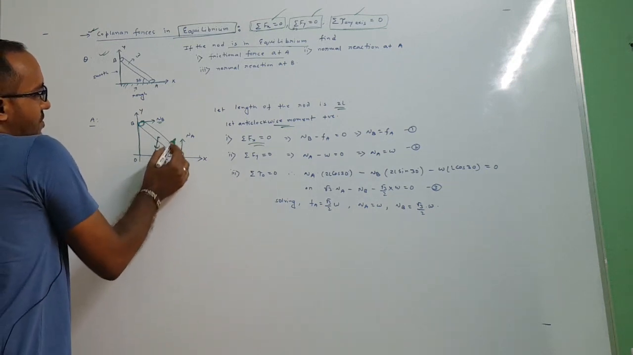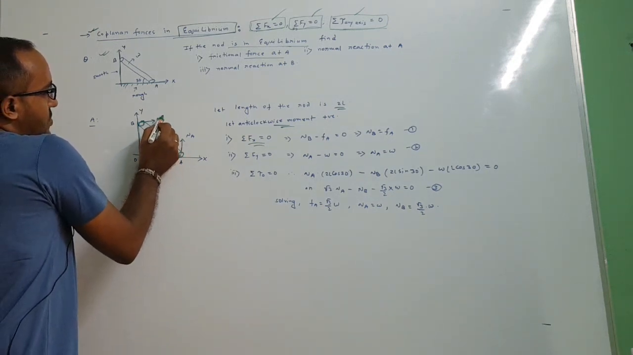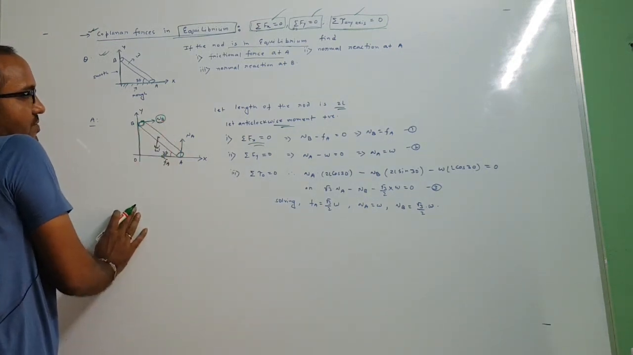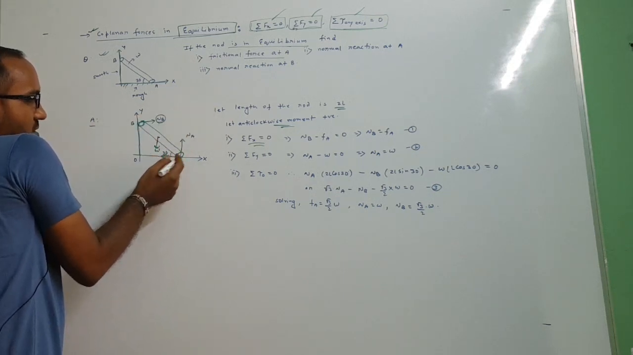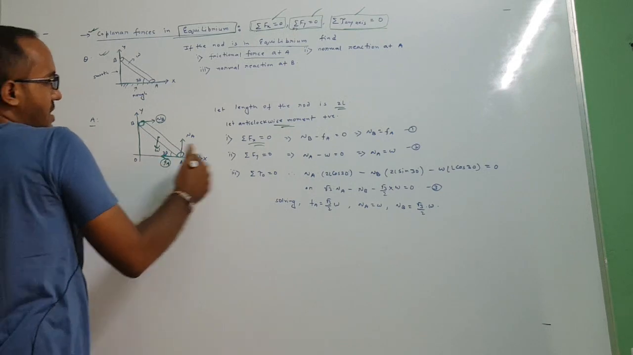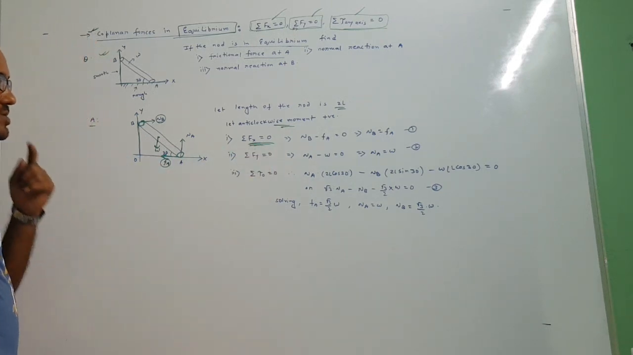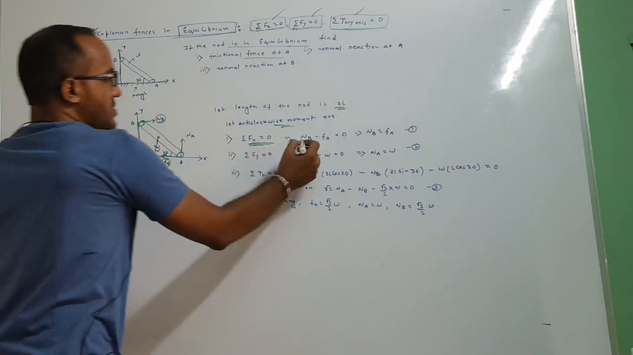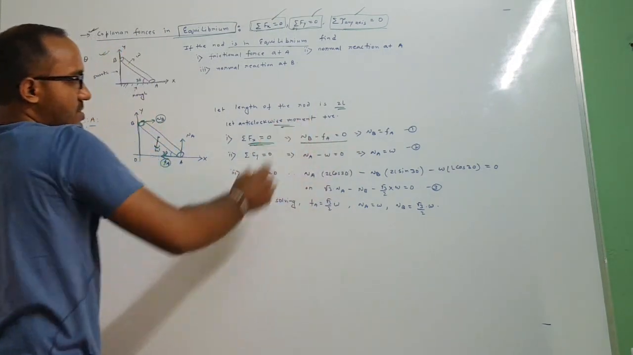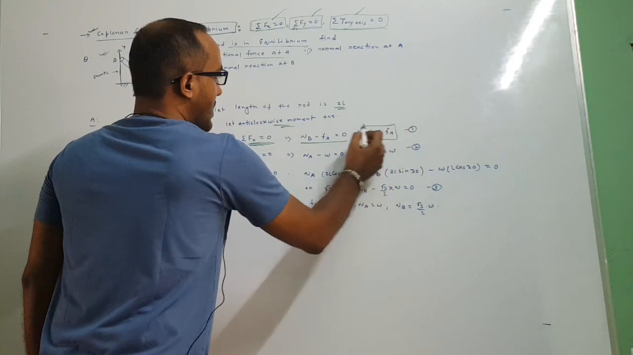If you see the x component, we have NB acting on the right-hand side, and we have FA in the x component acting on the left-hand side. So if we take the summation of Fx equals 0, that means NB is on the right-hand side, so NB minus FA should equal 0, that is your Fx equals 0. So NB equals FA.